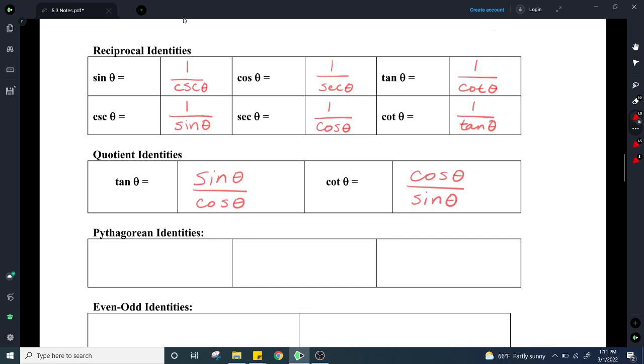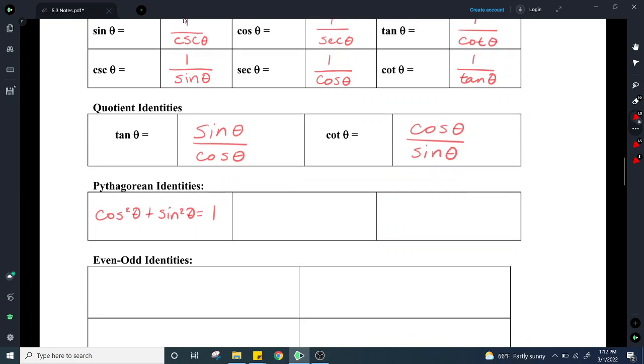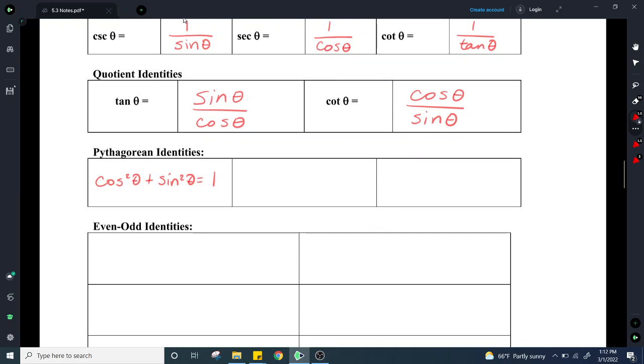Okay, then we've got 3 what we call Pythagorean identities. The first one's probably the most fundamental that comes up the most often, and that would be cosine squared theta plus sine squared theta equals 1. And this actually does come from the Pythagorean theorem. I'll show you in class where we get it from using a right triangle, but for now you can just take my word for it. Cosine squared theta plus sine squared theta, doesn't matter what theta is, that expression will always simplify to 1.